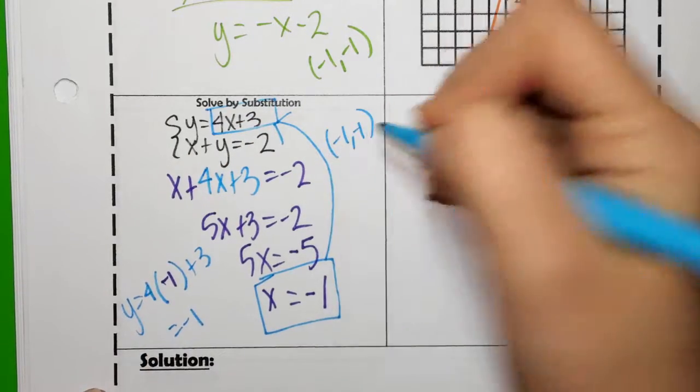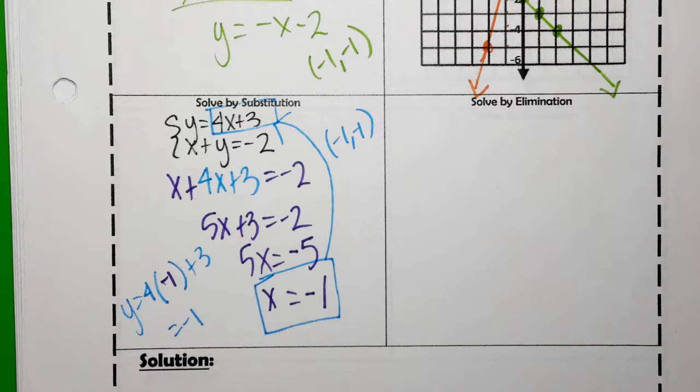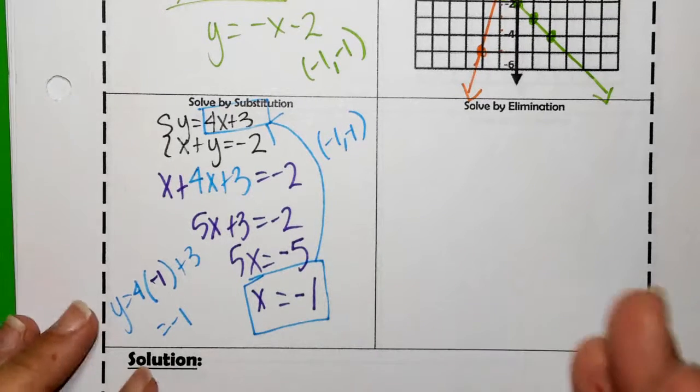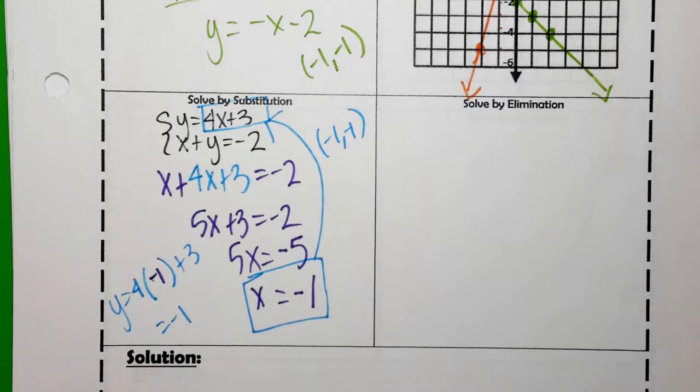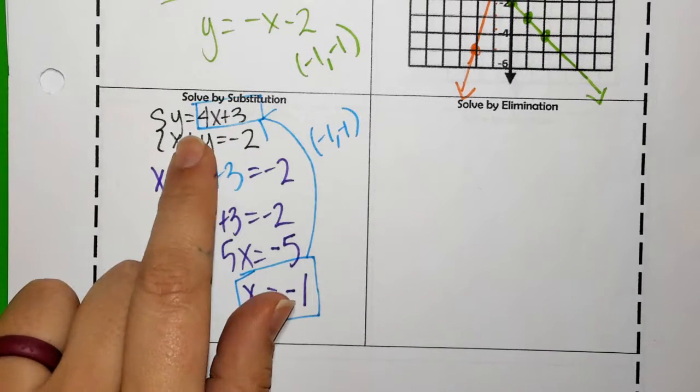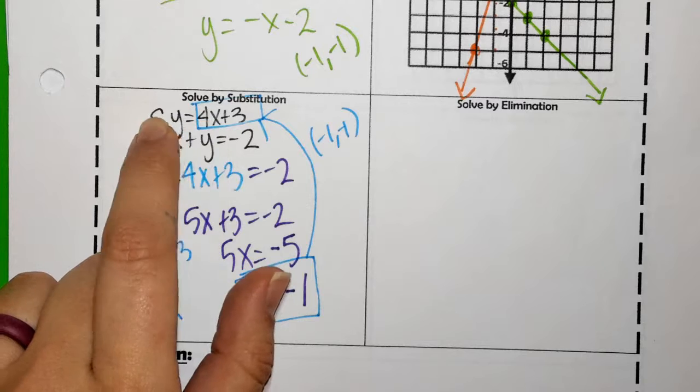Did y'all get -1, -1? Yes. Woo, we did it right. Alright, so we've gotten the same solution both times. Now we need to solve it by elimination. Remember, when we do elimination, we have to have x and y on the same side. So in our system, right here, are x and y on the same side on the top one?